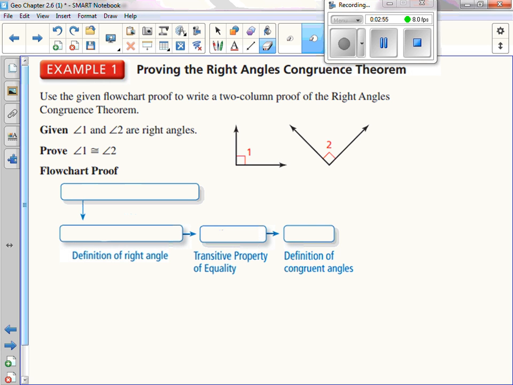Now, we always start with what? The given. So the first bubble will be the given. Angle 1 and angle 2 are right angles, because that's just what? Given to us. And the last bubble should be what? We're wanting to prove, yes? And what are we wanting to prove? That angle 1 and angle 2 are? So that'll be the last one.